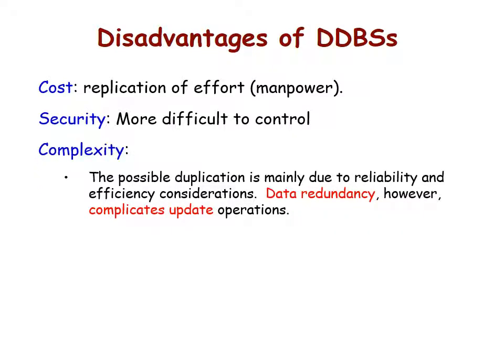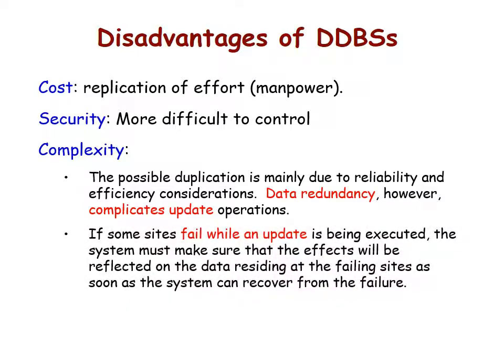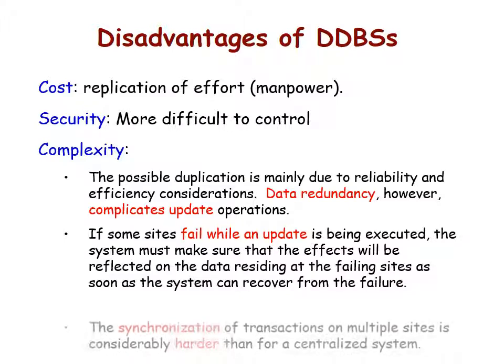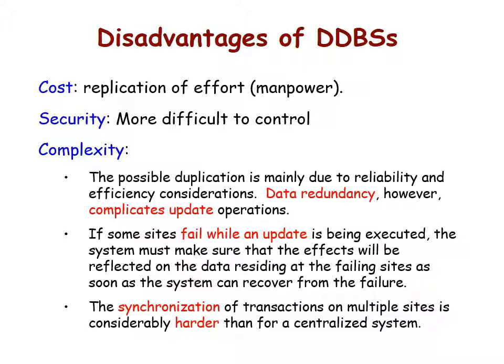Another trade-off is that a distributed database system is more complex than a centralized solution. Although system availability is improved with data duplication in a distributed database system, this strategy makes database updates more complex and more expensive in order to ensure consistency among all the copies. Also, the synchronization of transactions on multiple sites is more difficult than in a centralized system.